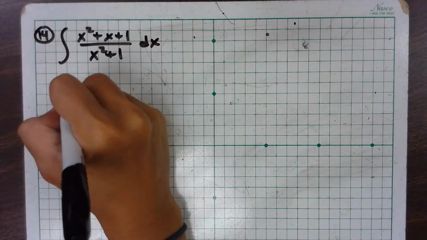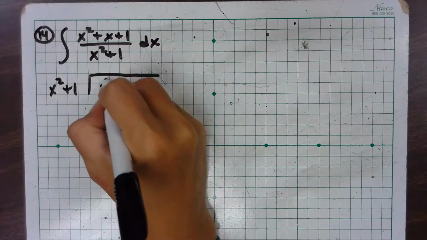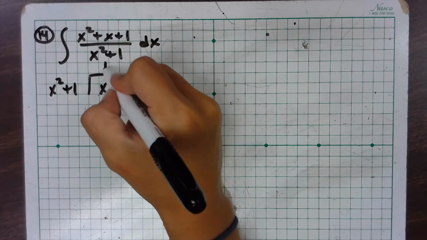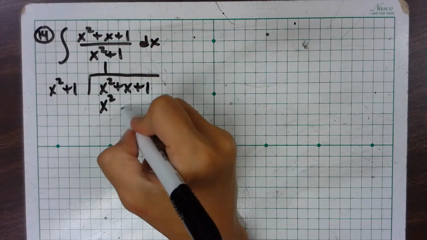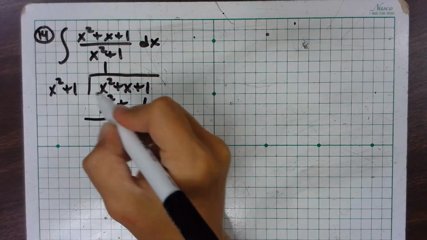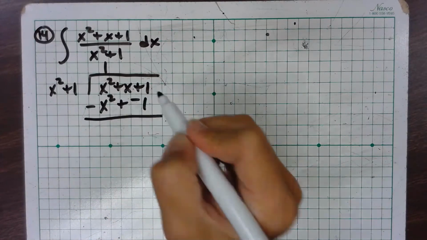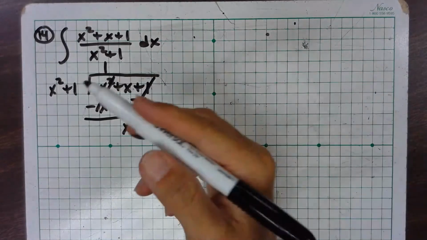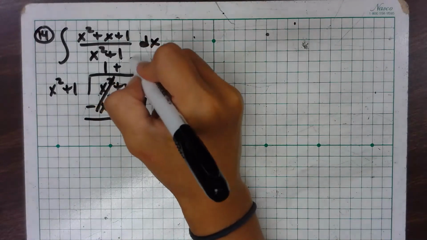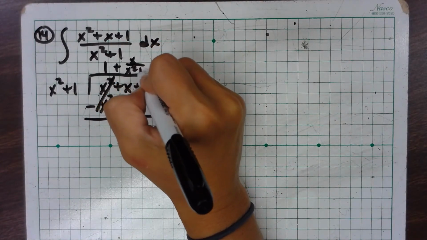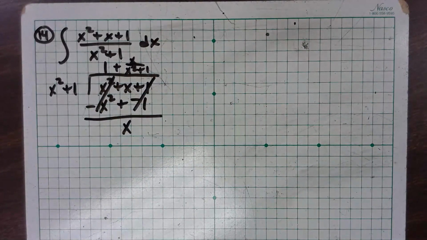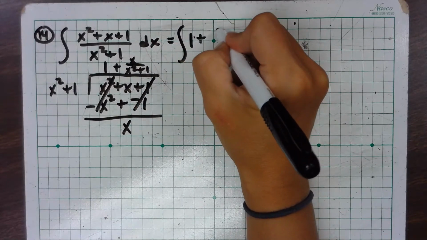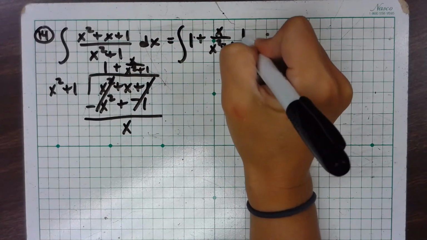X squared plus 1 goes into x squared plus x plus 1. Here, x squared goes into here once. When I go to multiply, I get x squared plus 1, but remember, we're subtracting, so I change my signs. These eliminate, and I'm just left with x. Okay, well, x squared doesn't go into x, so what I do is say plus x over x squared plus 1. Okay, so when I go to integrate, I can change that to the integral of 1 plus x over x squared plus 1 dx.